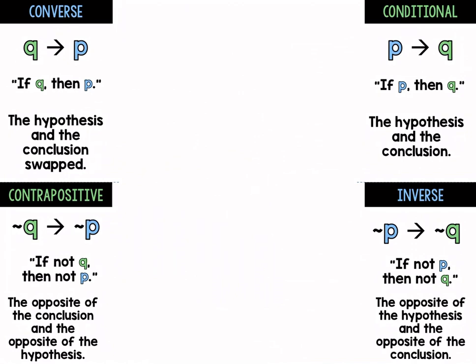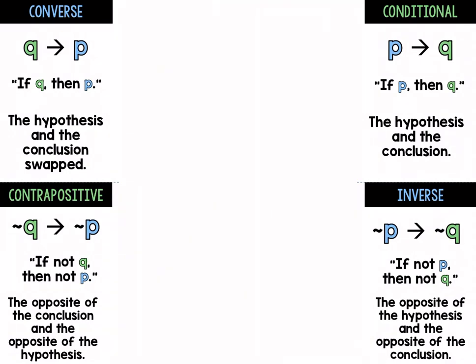So we use P and Q. That is just the variables they chose for logic and all of that. So if P, then Q. P is the hypothesis, Q is your conclusion. So if P, then Q.